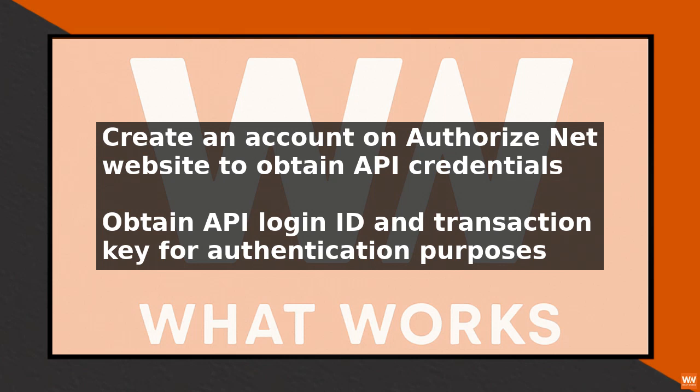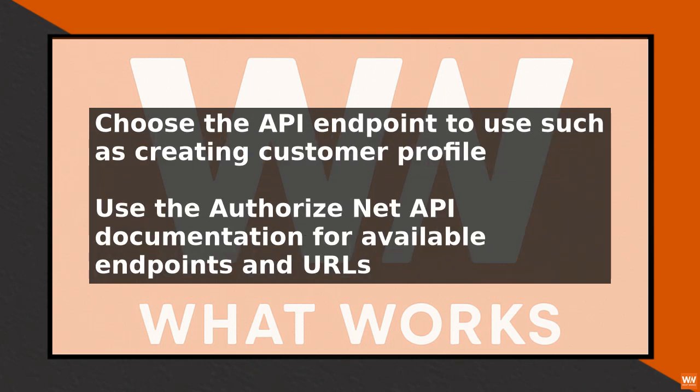The AuthorizeNet API documentation provides a list of available endpoints and their corresponding URLs. Next, construct your API request by specifying the HTTP method, such as POST or GET, and the request headers, including your API credentials and the content type of the request body. The request body should be in JSON format and contain the required parameters for the endpoint you are using.